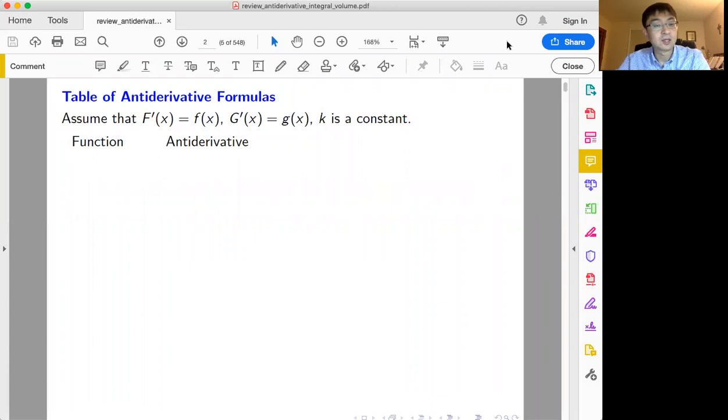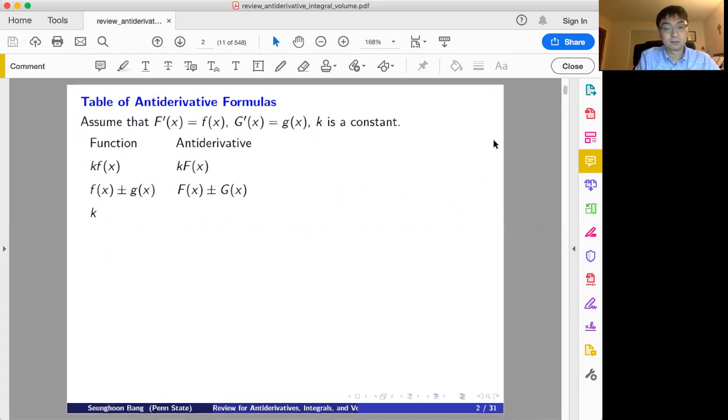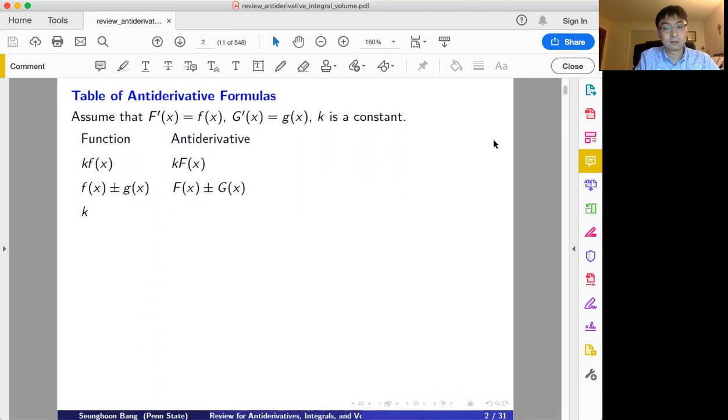So what are antiderivatives like? We have these things. For k times little f of x, the antiderivative is k times capital F of x. For f of x plus or minus g of x, the antiderivative is capital F of x plus or minus capital G of x. And k is a constant, so its antiderivative is kx.